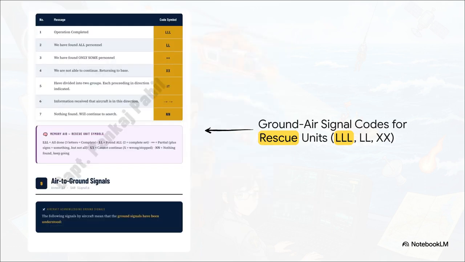Dedicated rescue units on the ground use more complex regulatory symbols. The concept is providing detailed status updates to airborne coordinators. To secure these points on your exam, apply these memory aids. LLL means the operation is fully completed. Think of 3 L's as a complete set. LL means we have found all personnel. XX means we cannot continue and are returning to base. X means stopped. And NN means nothing found, continuing to search.